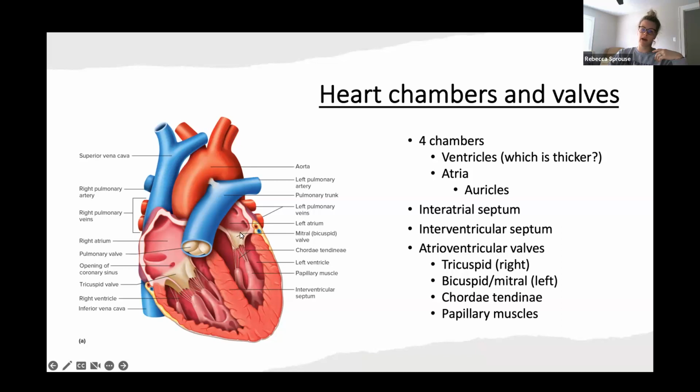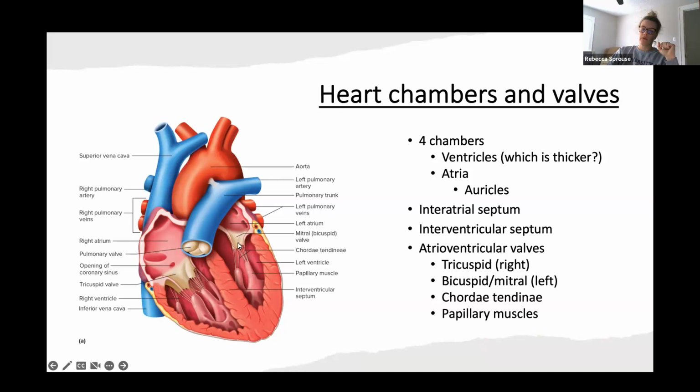So this one's open right now, but this is the tricuspid valve. The bicuspid valve is on the left side. The bicuspid valve, you may have also heard it be called the mitral valve. You can call it either name, it does not matter to me. But here we have 2 cusps coming off of that one. So tricuspid on the right, bicuspid or mitral on the left.